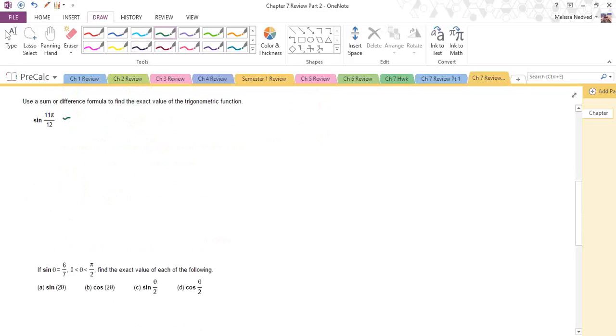So I can rewrite sine of 11 pi over 12 as sine of 2 pi over 12 plus 9 pi over 12. And again, you could pick some different values there. Now, let's reduce those to make sure that they are on our unit circle. 2 pi over 12 reduces to pi over 6. That's good. That's a position on my unit circle. 9 pi over 12 reduces to 3 pi over 4. That's also good. That's a position on my unit circle.